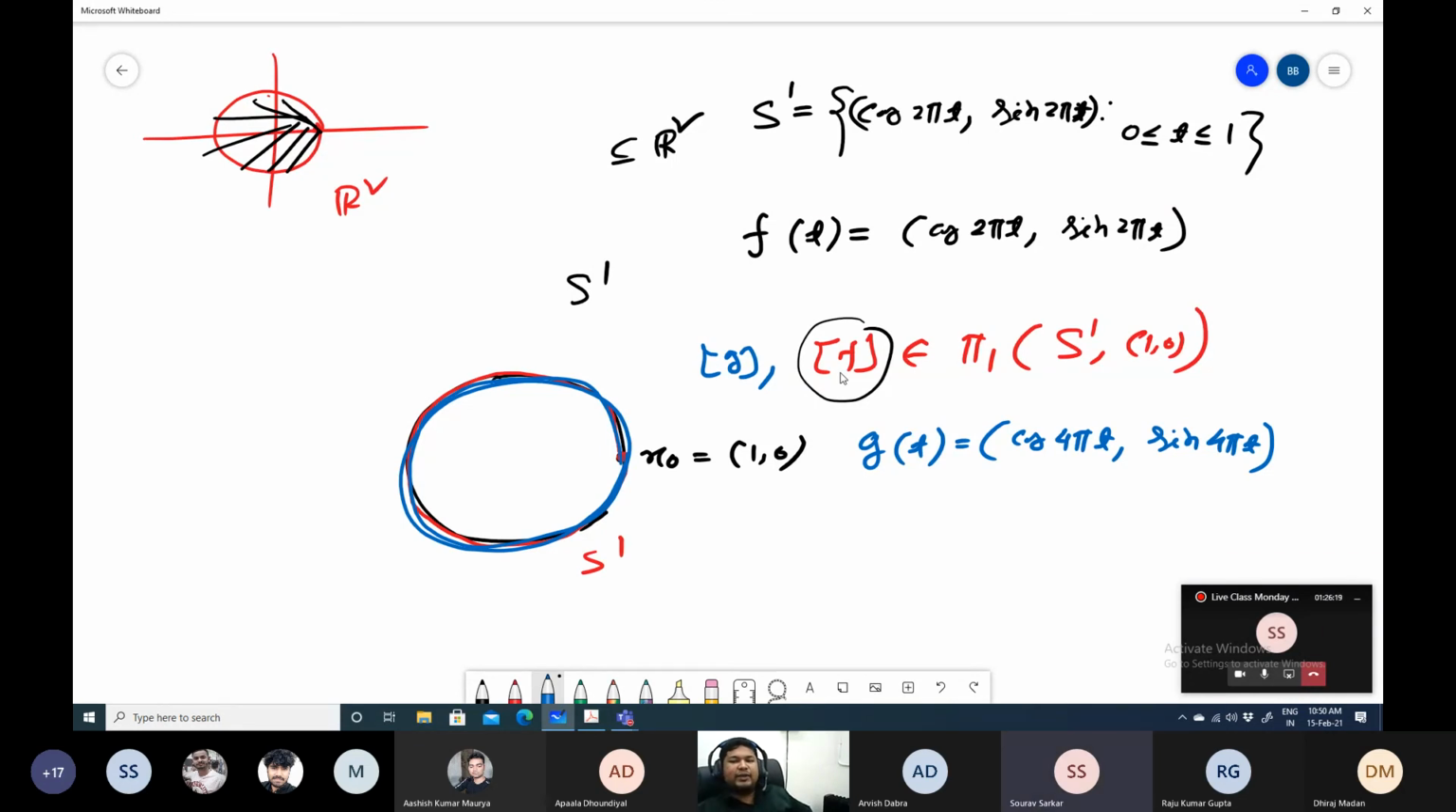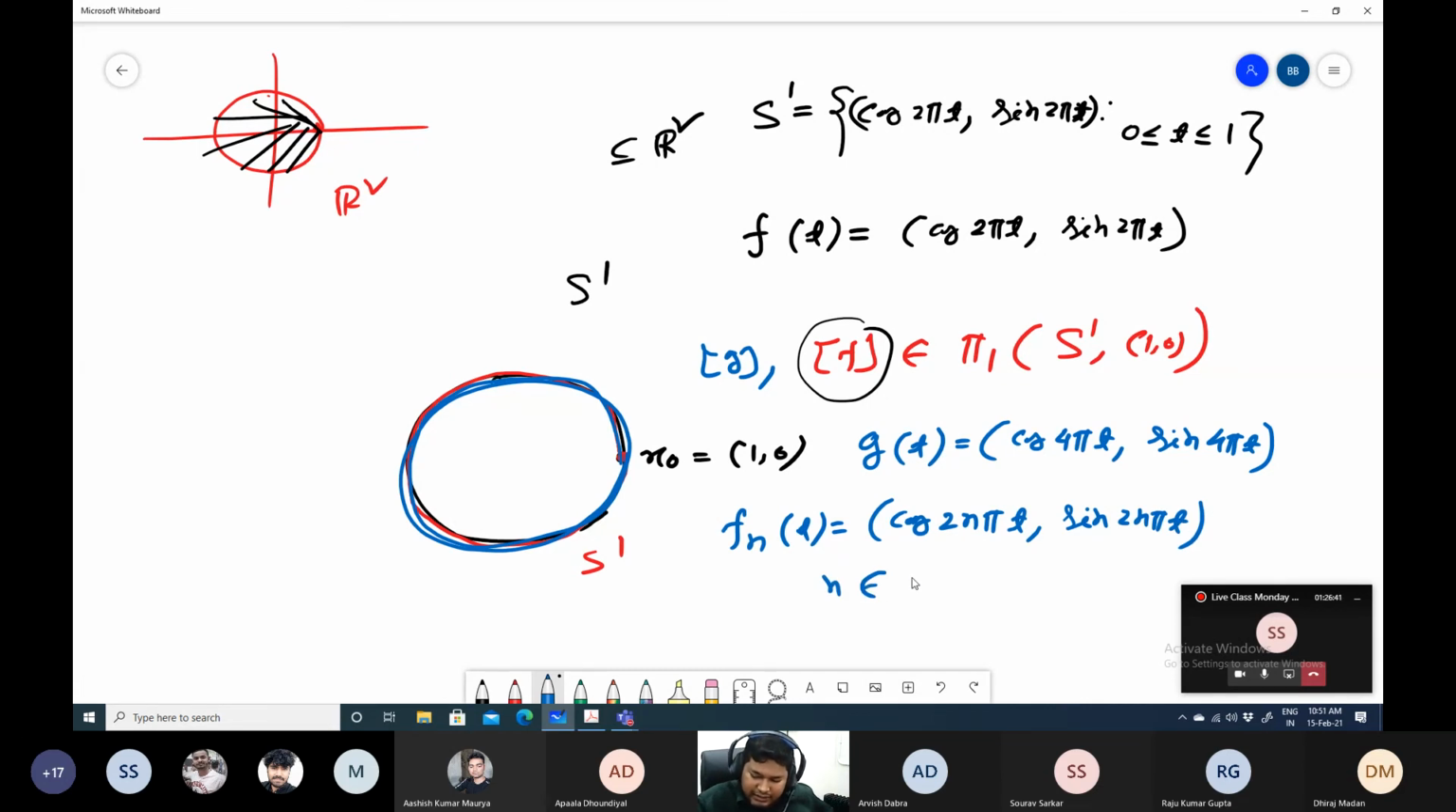So actually that will be a different thing. Okay. So that means a different thing. So similarly, if we take some f_n(t) defined by cos 2nπt, sin 2nπt for n, say first of all, a natural number, then we will get a different path. None of them are homotopic to each other.